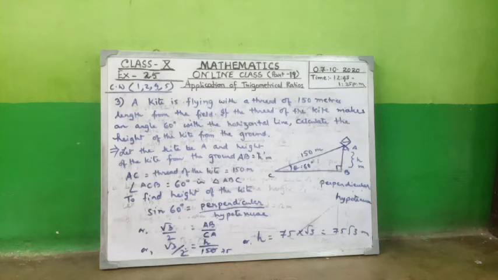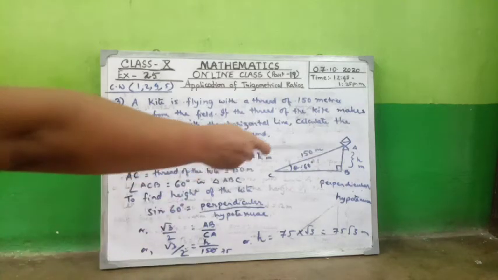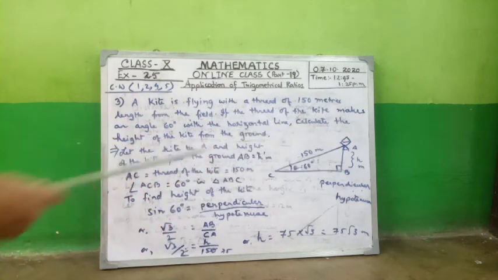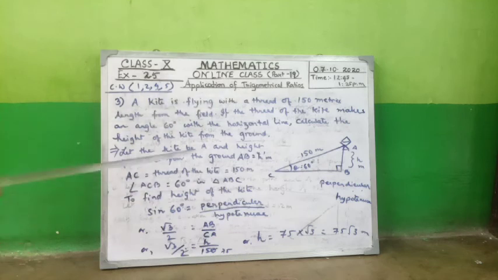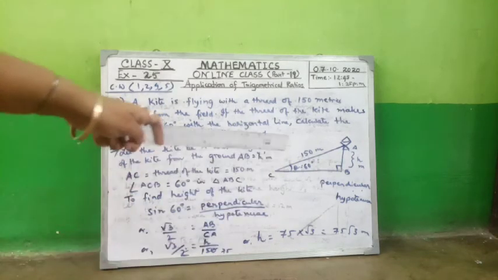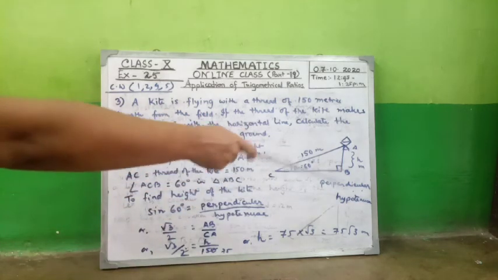A kite is flying with a thread, and there is a thread of 150 meter length from the field. If the thread of the kite makes an angle with the field, that is 60 degree with the horizontal line. What is horizontal? That means with the plane field line. Calculate the height of the kite from the ground.